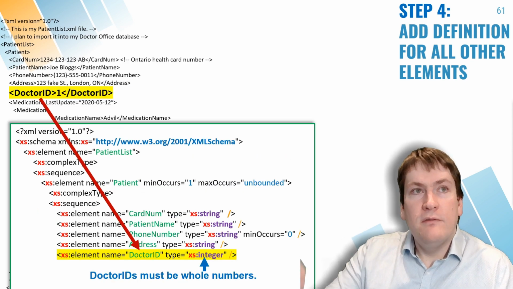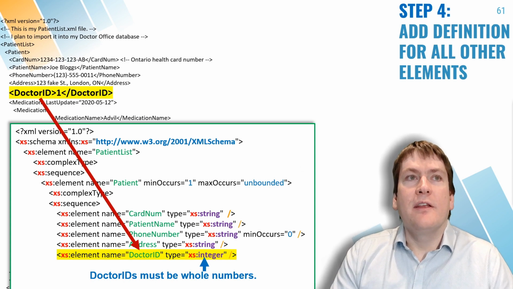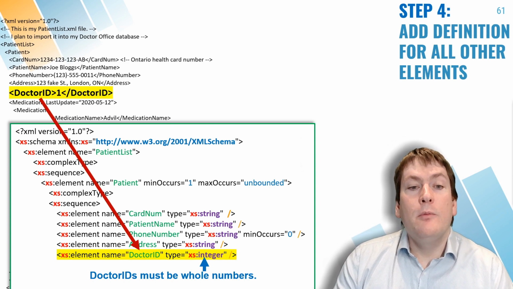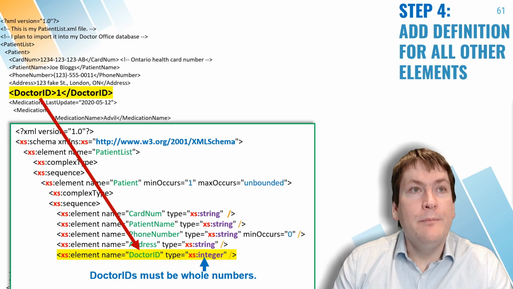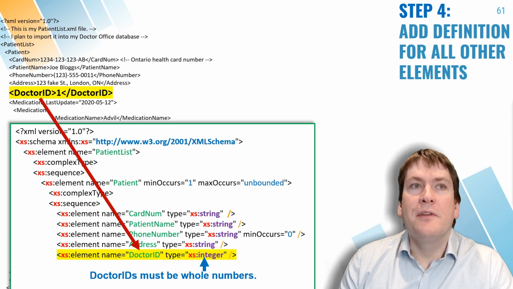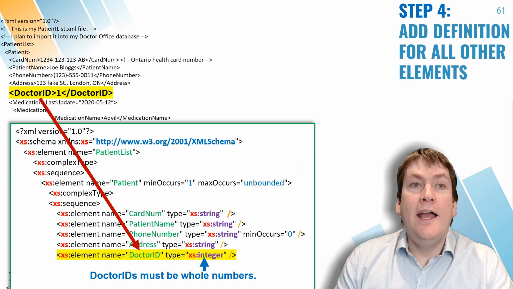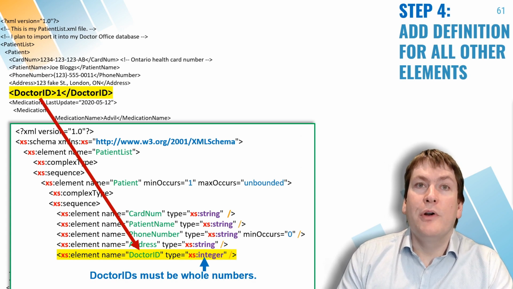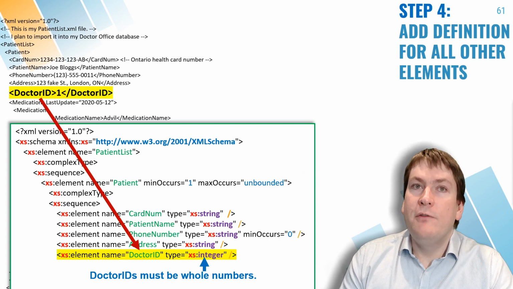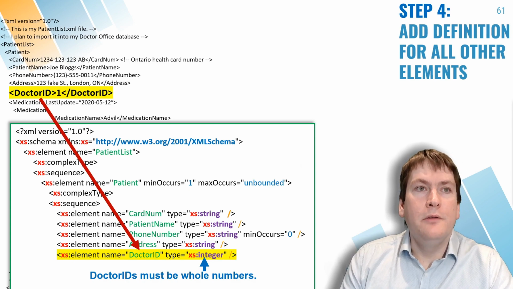So, moving the file down a little bit so we can see the rest of the XML behind it. The next thing we're going to run into is doctor ID. If you recall, doctor ID is going to be a foreign key eventually from our database. So it is that primary key from the doctors table. And that is always a whole number in our Access database. Remember back from the Access tutorial.